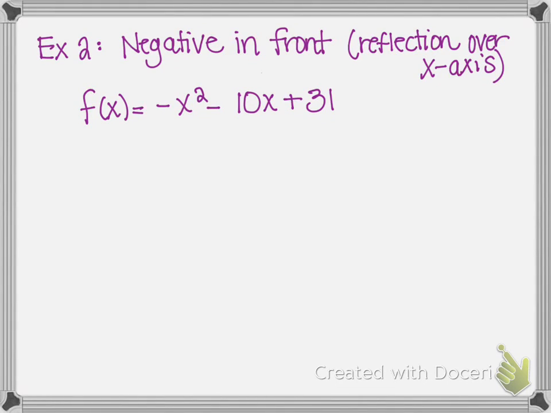So the second example I'd like to look at is converting from standard form to vertex form by using the completing the square method when there's a negative out in front. In other words, when there's a reflection over the x-axis. That negative out in front complicates things because it makes the leading term not a perfect square either, because it can't be negative and be a perfect square. But I still start off the exact same way.